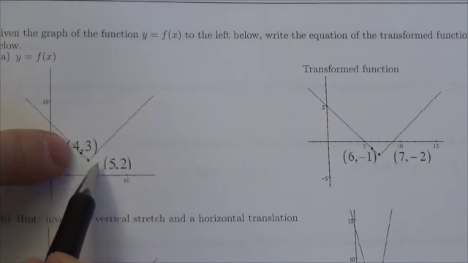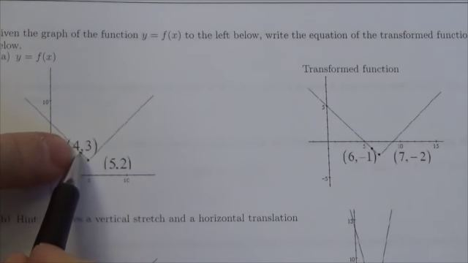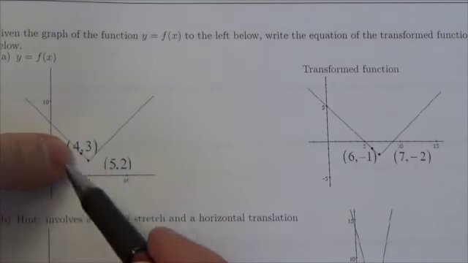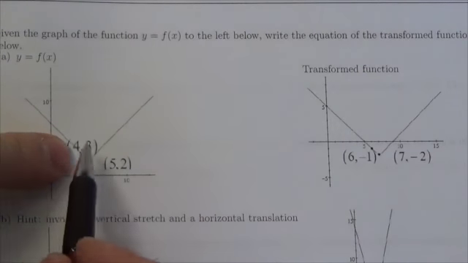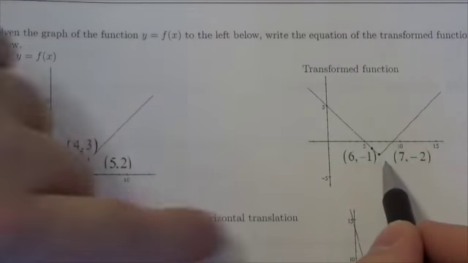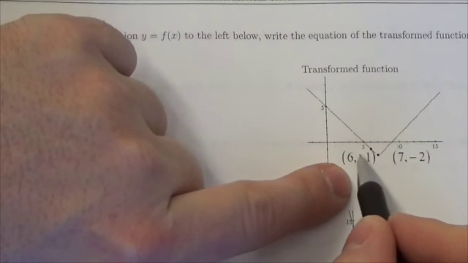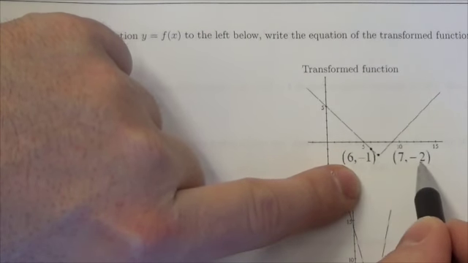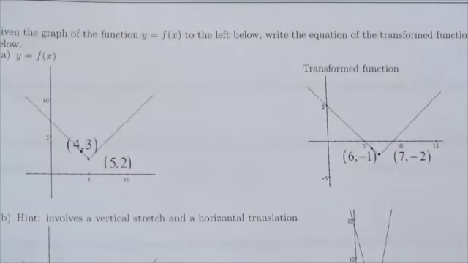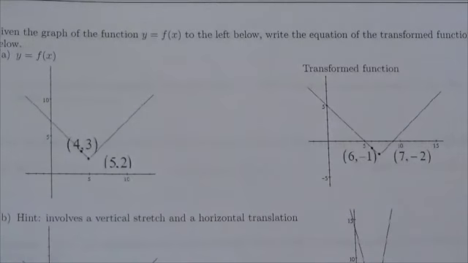To go from this point to this point right here, I'm going to increase x by 1 and decrease y by 1. So it's just a 1 over, 1 down thing. Let's just take a quick look here. To go from 6 to 7 is 1 over, and -1 to -2 is 1 down. So the relationship between those points has not changed, okay? A stretch would change those, whether it was a vertical stretch or a horizontal stretch, that relationship would have changed here. So I don't see any stretches occurring.